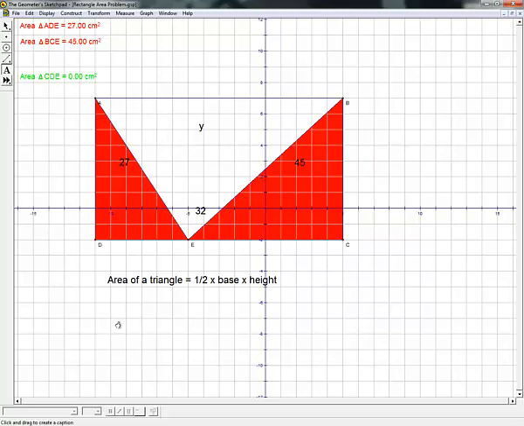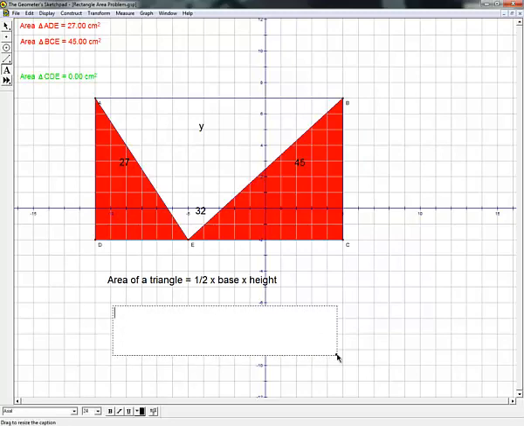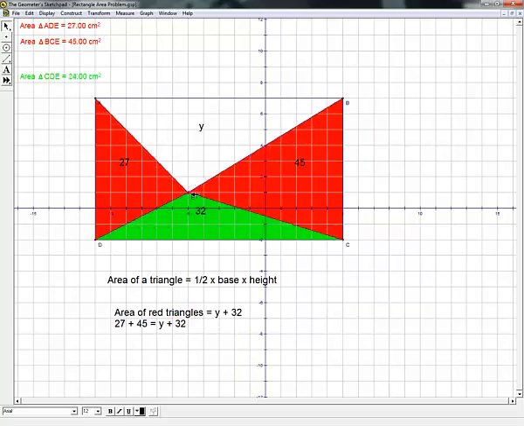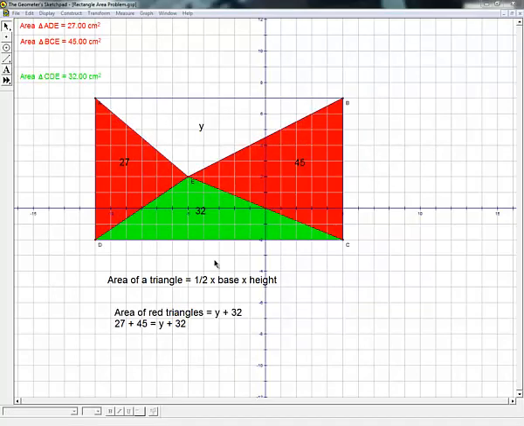What we have at the end of the day is simply this conclusion. The area of the red triangles must be equals to the area of Y plus 32, which simply means 27 plus 45 must be equals to Y plus 32. Now we can proceed to solve for Y. Y will be simply equals to 40 cm squared.